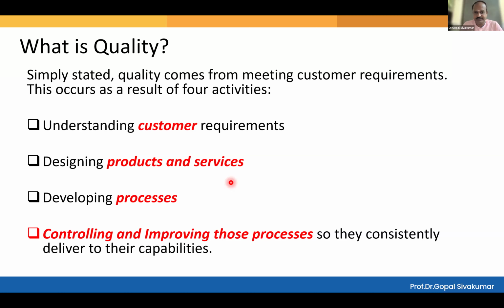What is controlling? Controlling the input. You control the input, automatically output will be under control. And whenever you notice a deviation, then you need to stop the process and then improve it. Right? And primarily, most of us will be responsible for this particular job. What is our job? Process control and process improvement.